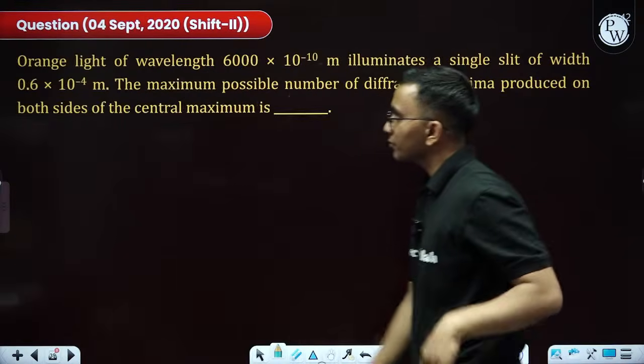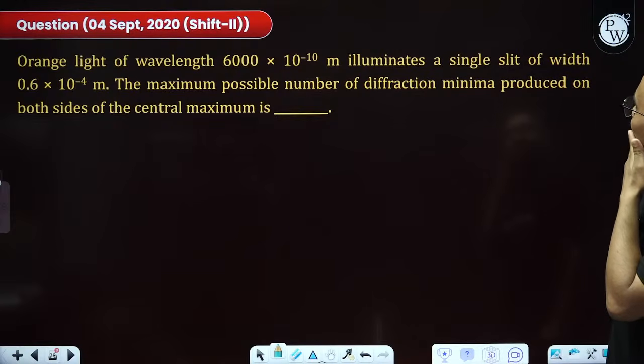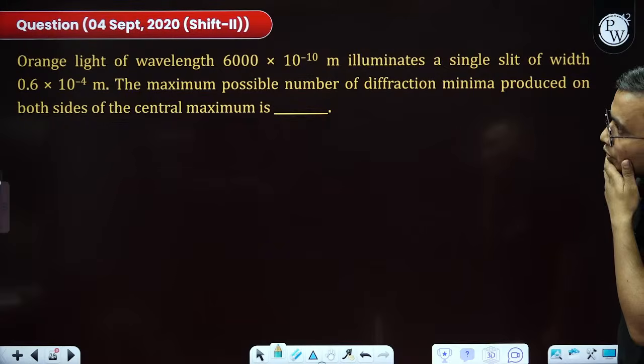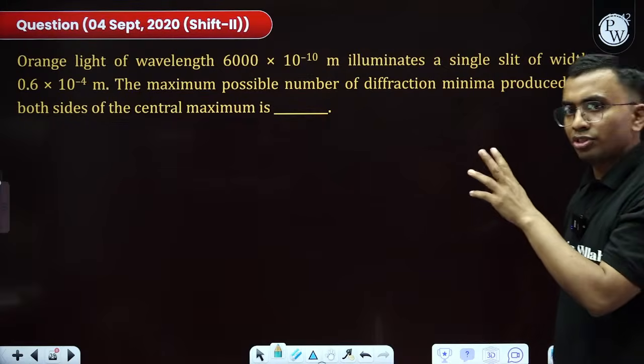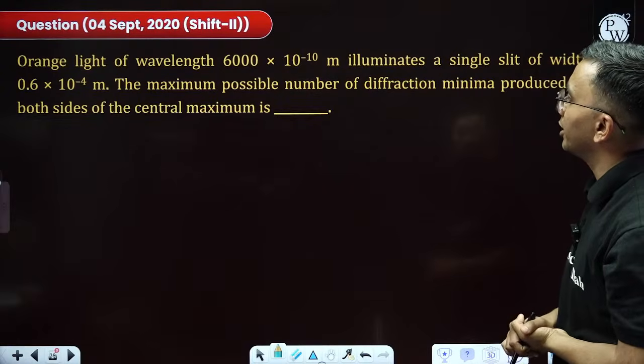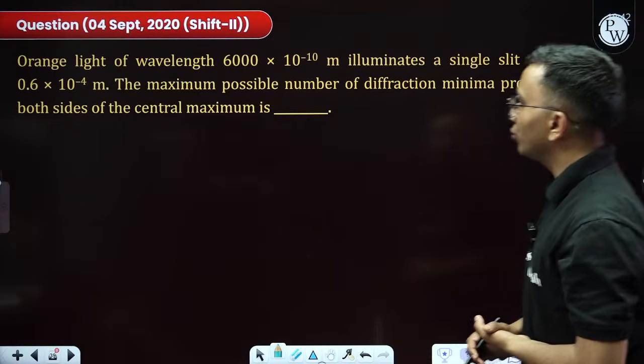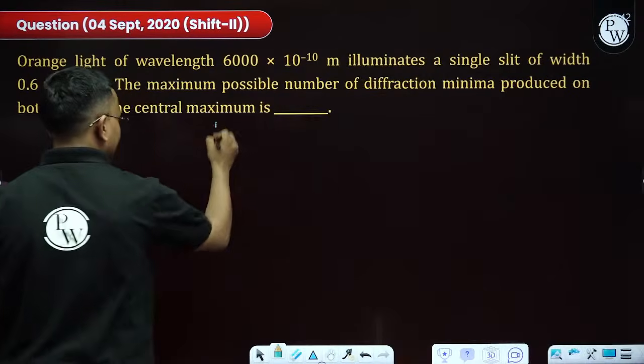Question. Orange light of wavelength lambda illuminates a single slit of width 6 into 10 to the power minus 4. Just a few questions we will take, and then I'll answer all the questions simultaneously. The maximum possible number of diffraction minima produced on both sides of the slit is.